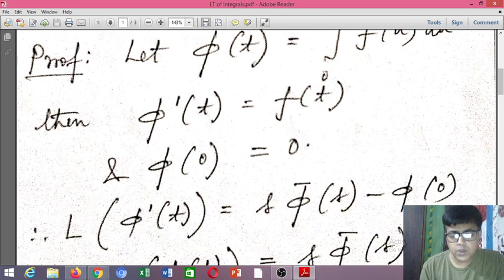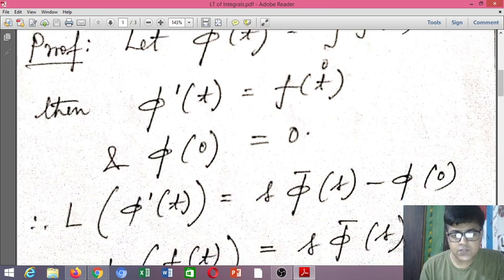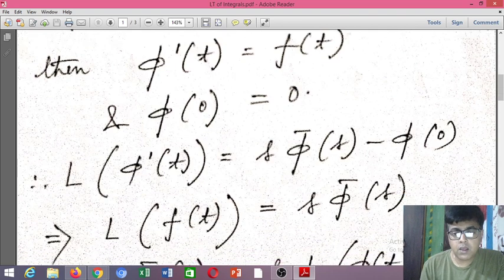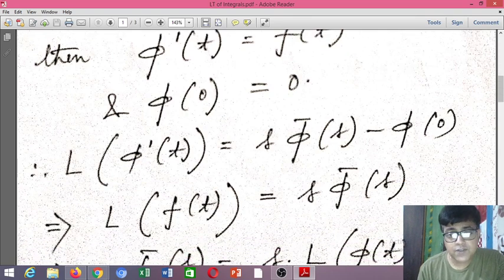Then we apply the Laplace transform of derivative on phi(t). That is, we try to find the Laplace transform of phi dash(t). Now the Laplace transform of phi dash(t) is s phi bar(s) minus phi(0), right? Because this is what we have gone through in the previous lecture, Laplace transform of derivative. So we can use it over here. So L of phi dash(t) is equal to s phi bar(s) minus phi(0). Now phi(0) is 0. So therefore L of phi dash(t) is s phi bar(s).